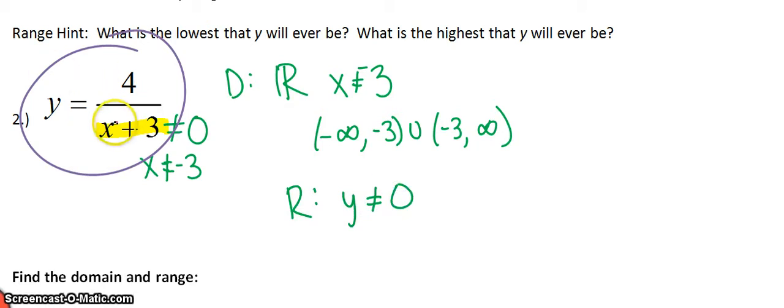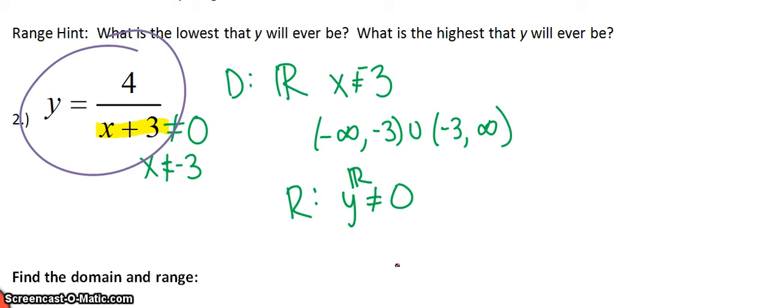And if you think about the equation, is there anything you could plug in for x that would make your y equal 0? And the answer is no, because your numerator is 4. No matter what you plug in for x, you're never going to get 0. So we're going to have our range be all real numbers, except y cannot equal 0.